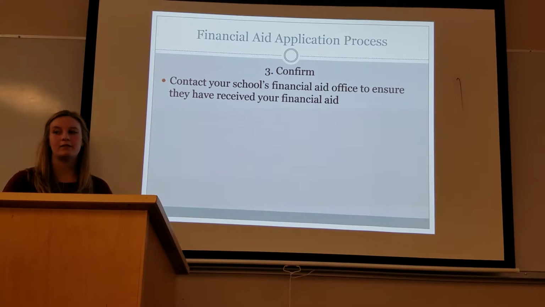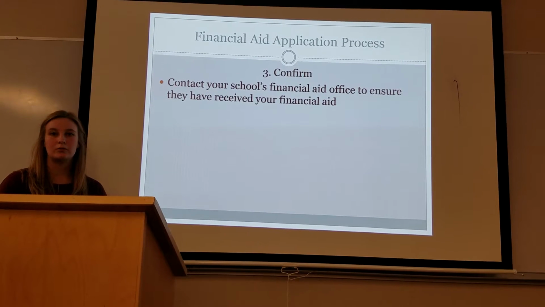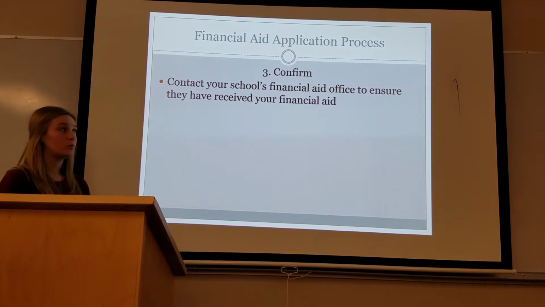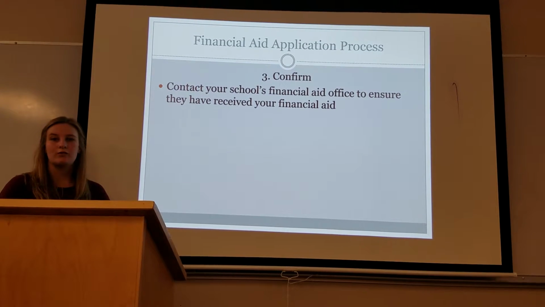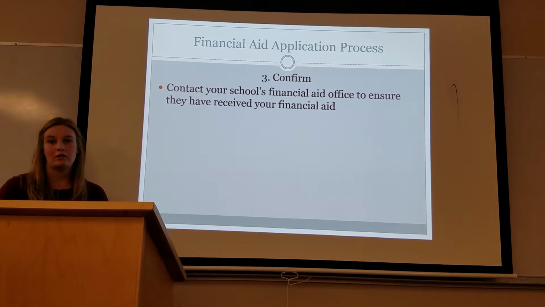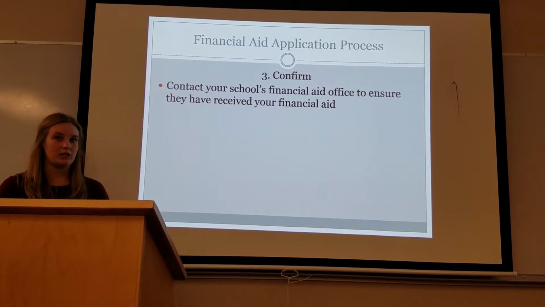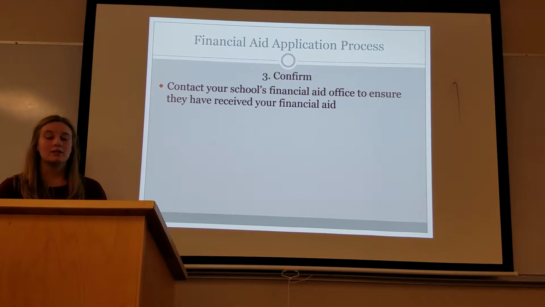The last step in the financial aid application process is to confirm with your school. After you receive your award email or your award letter, you're going to want to call your school's financial aid office and just make sure that they have received your financial aid information and make sure they know you're going to be receiving financial aid for the semesters.